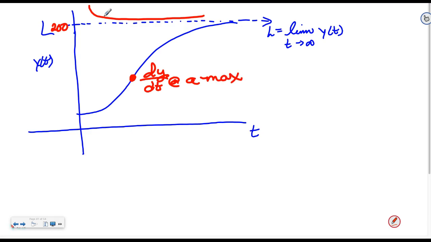What is it always? How much is there at that time? Always 1/2 of the carrying capacity. If I had a 200 up there, if the question was how much fish is in the tank when it's at its maximum growth rate, you'd say 100. Technically, yeah, it's an asymptote.